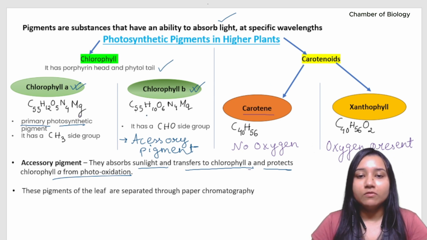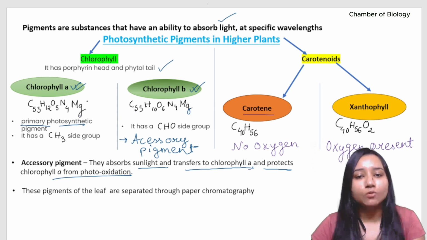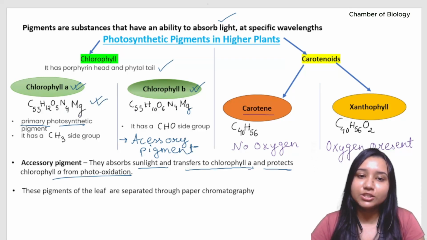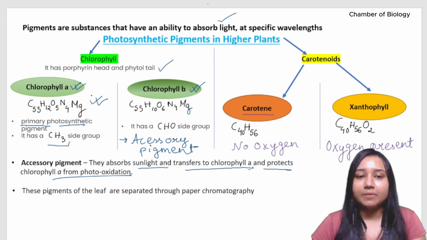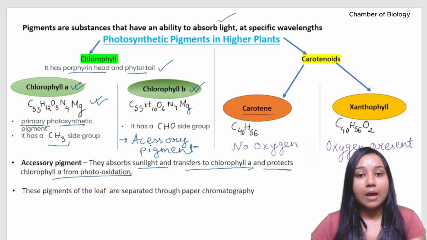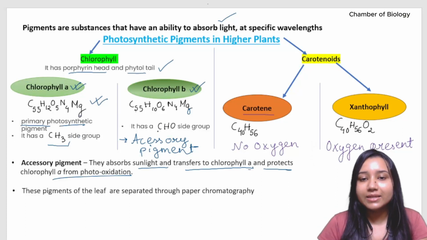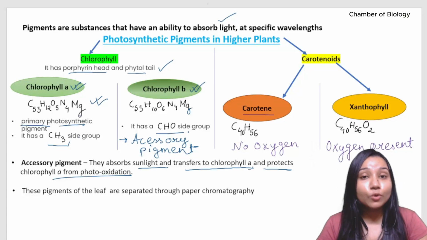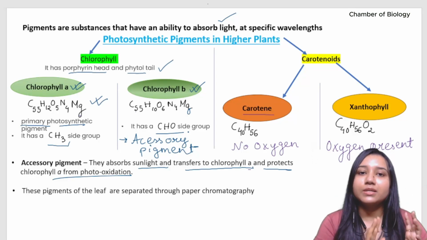Chlorophyll B has the formula C55H70O6N4Mg, and on the other hand chlorophyll A has the formula C55H72O5N4Mg. In these photosynthetic pigments, both have a porphyrin head and a phytol tail. But the side group of chlorophyll A has CH3, whereas the side group of chlorophyll B has a CHO aldehyde group. Okay, so this is one photosynthetic pigment, that is chlorophyll.